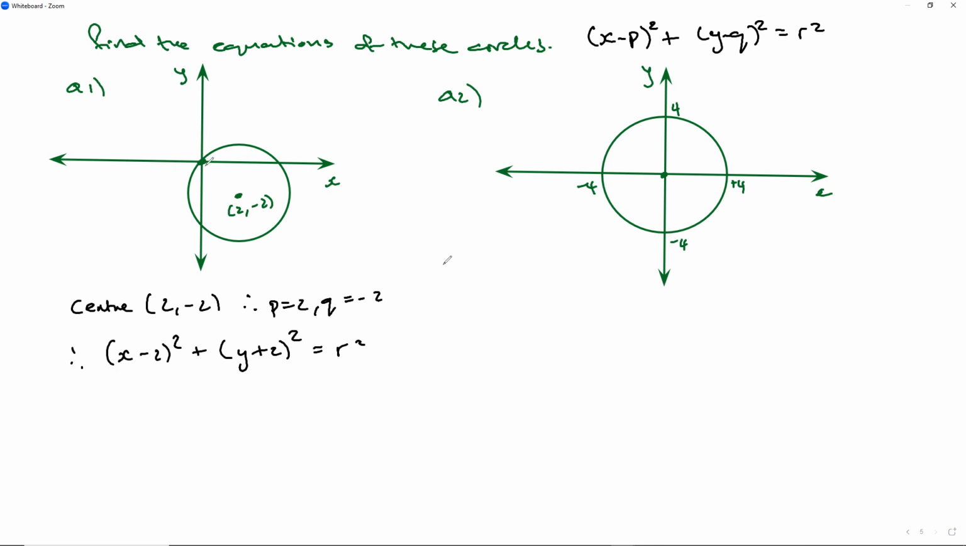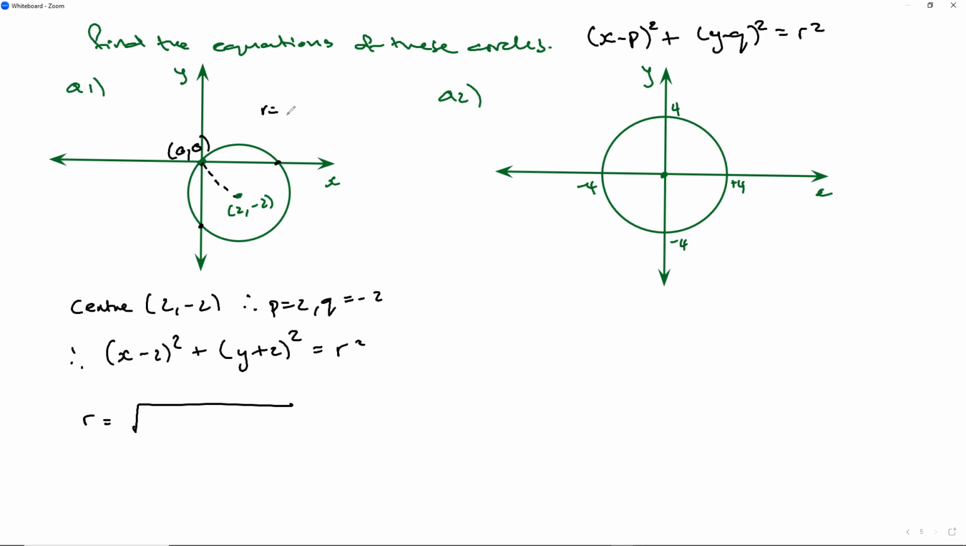In order to find the radius, I'm going to connect it to any point I can see. Now I can't connect it to this point because I don't know what it is. I can't connect it to that point, I don't know what it is. I can't see any other points on the circle. But I know what the coordinate of this is: (0, 0). And all I need is the length of the radius.